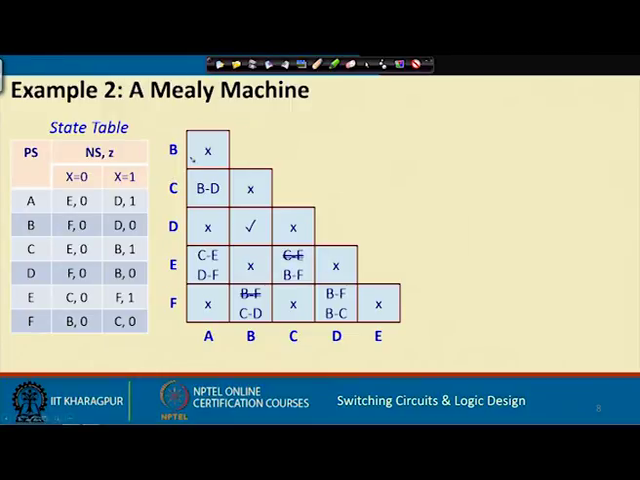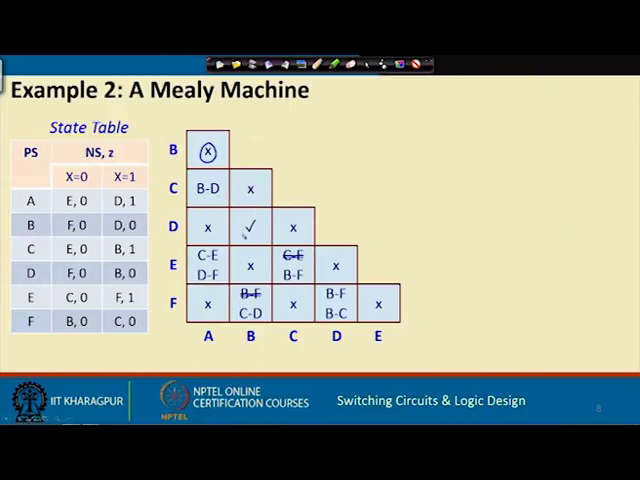You see A and B, they are not compatible, because for this output 1, 0 outputs are different. So, x. Similarly, A and D are not compatible, 1, 0. Then A and F are not compatible, 1 and 0. Similarly, B and C are not compatible, 0 and 1.